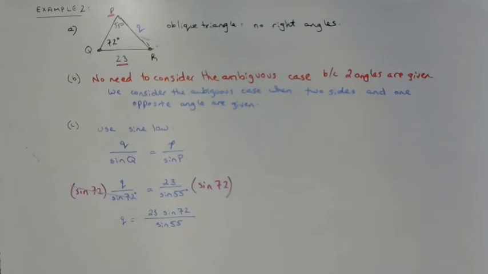Okay? Your calculator is really good at stuff. It can just go hit 2, 3, sine, 7, 2, divided, sine, 5, 5, enter. And you'll get the length of side Q is approximately 26.7, and we're working in meters. So Romeo is about 26.7 meters away from Patina.